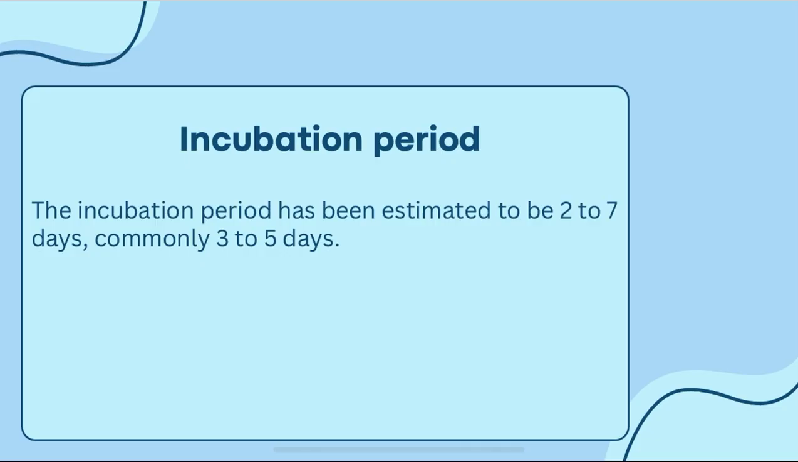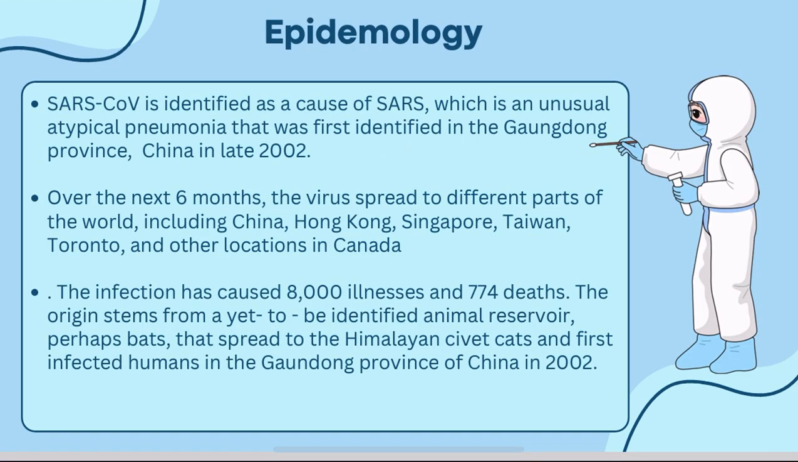Moving further to the incubation period. The incubation period of severe acute respiratory syndrome is estimated to be 2 to 7 days. On an average, it is 3 to 5 days. So what's the incubation period? Commonly, it takes up to 3 to 5 days.